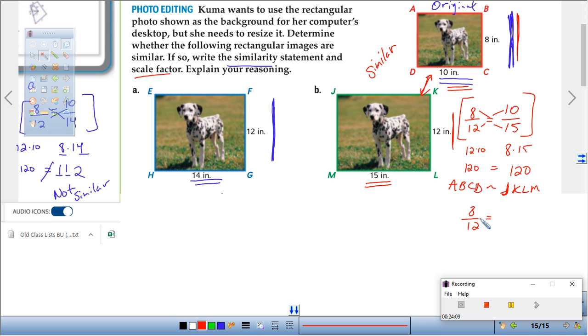Guys, what's your scale factor here? Well, I don't know, sir. Well, this is my number, but we can't turn that in. We've got to simplify that. It's 2 over 3. Your scale factor in this situation is 2/3.